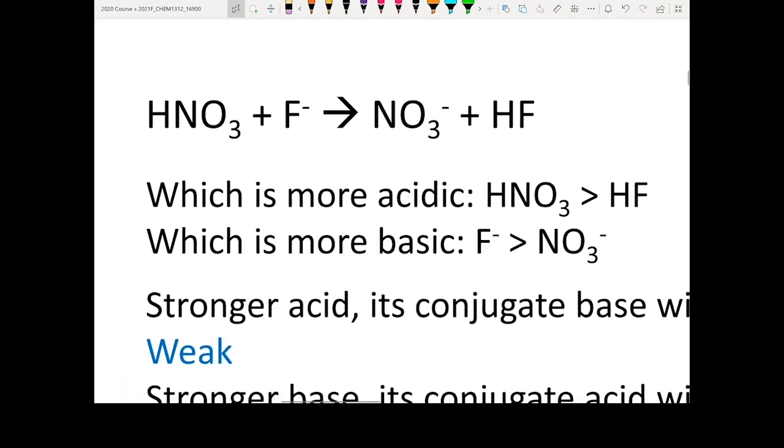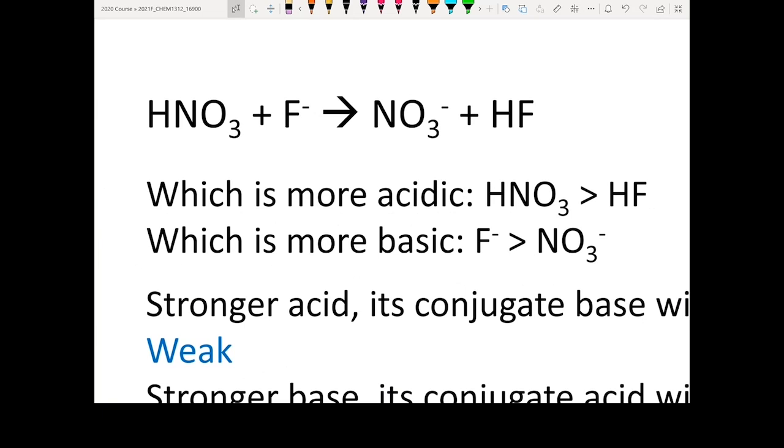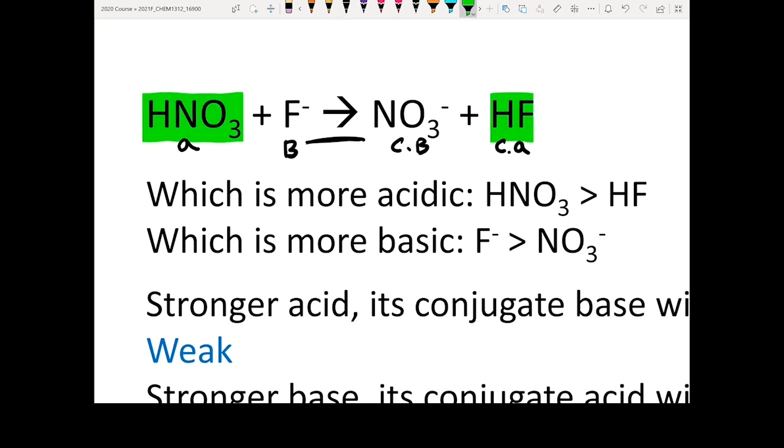Another example is this: HNO3 plus F minus gives you NO3 minus plus HF. Again, you see the single arrow says the reaction is moving toward the product side. By now, you should be able to see this is the acid, this is the conjugate base, that is the base, and that is the conjugate acid. Therefore, two acids appear inside your solution. Which one is the stronger acid? Yes, HNO3, right? Because the reaction is moving toward the product side.